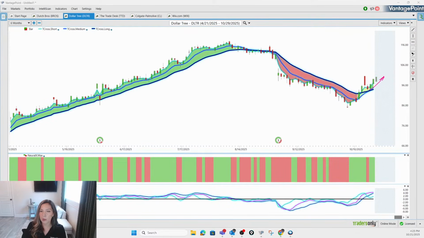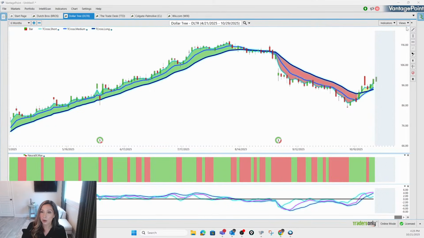Now, something I want to point out, you can see that the triple cross has just turned green over the last 2 days. Keep in mind, this is a very important point. The triple cross is a more conservative indication. So if you are looking for things that have been going down for quite some time, the triple cross is a great way to identify that. Keep that in mind in about 5 minutes when we jump into IntelliScan.